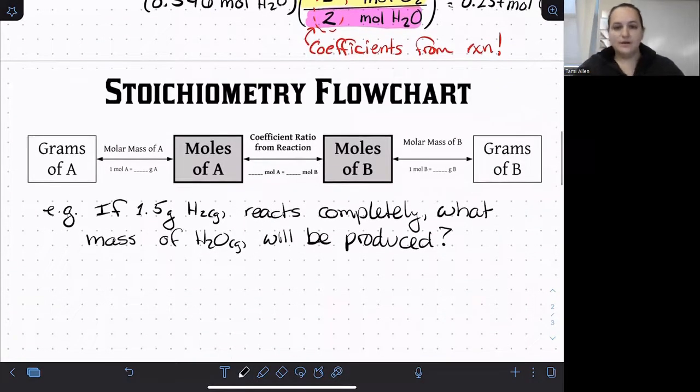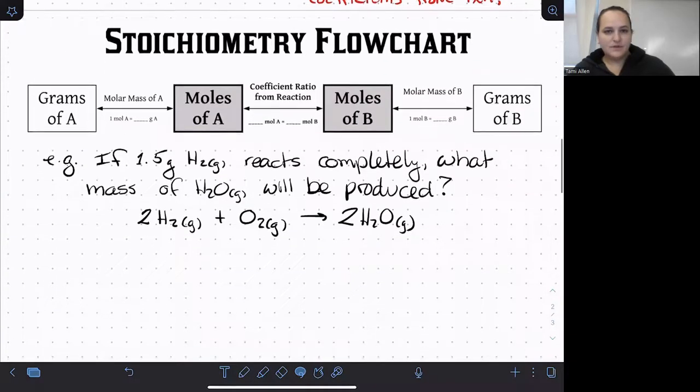So why don't you pause here, give that a try on your own. Again, the only new piece is this coefficient ratio that we looked at how we use that in the previous problem. Everything else is just molar mass conversions, which we've done before. So take a minute, look at that on your own, and then we'll go through it together.